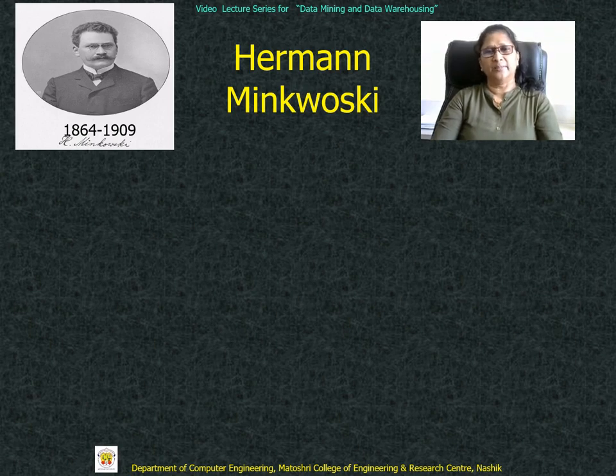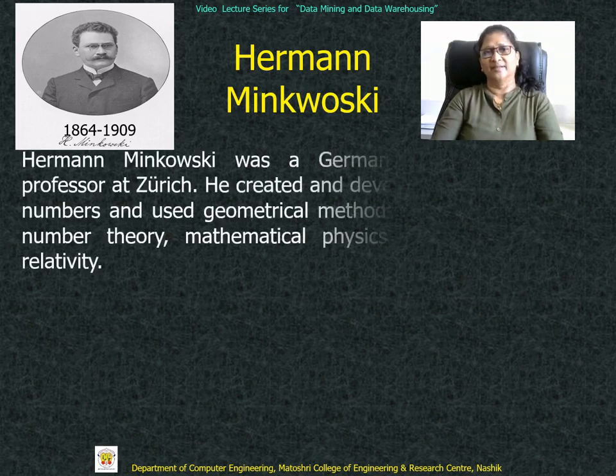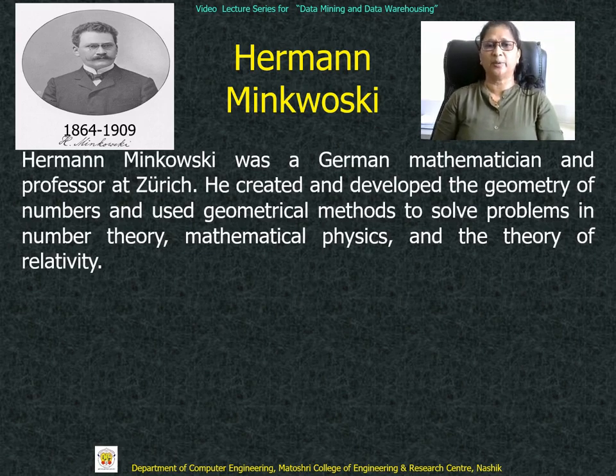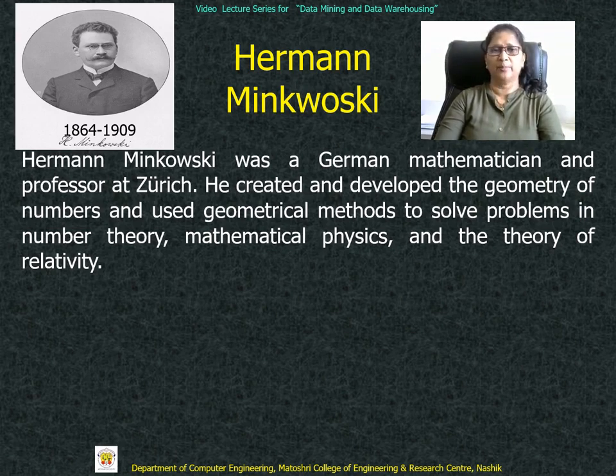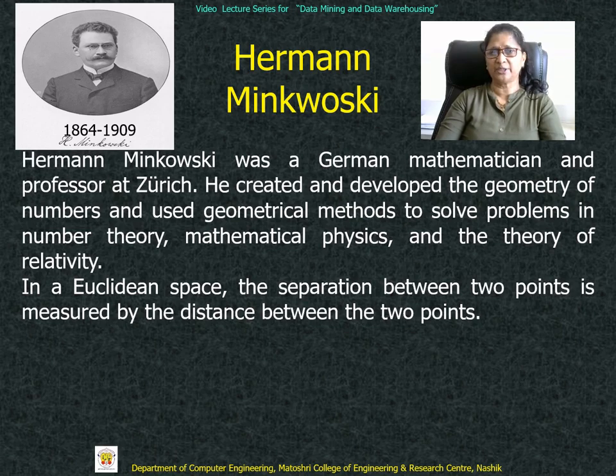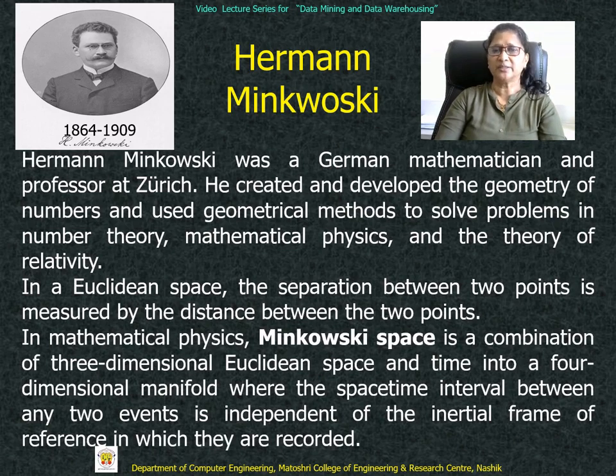Before solving some examples based on the topics which we learned today, let us know a little more about this great scientist, Hermann Minkowski. Hermann Minkowski was a German mathematician and a professor at Zurich. He created and developed the geometry of numbers and used geometrical methods to solve problems in number theory, mathematical physics, and the theory of relativity. In Euclidean space, the separation between 2 points is measured by the distance between 2 points. In mathematical physics, Minkowski space is a combination of three-dimensional Euclidean space and time into a four-dimensional manifold where the space-time interval between any two events is independent of the inertial frame of reference in which they are recorded.